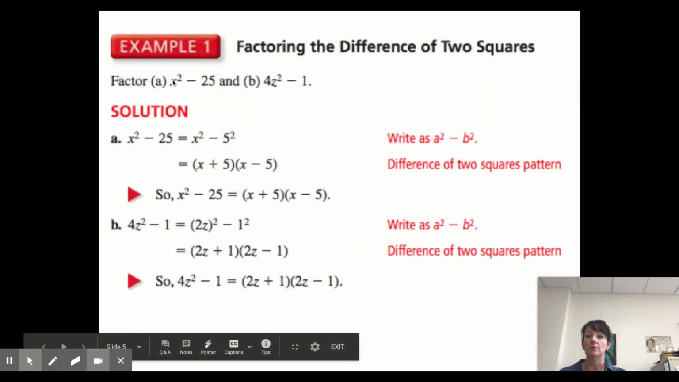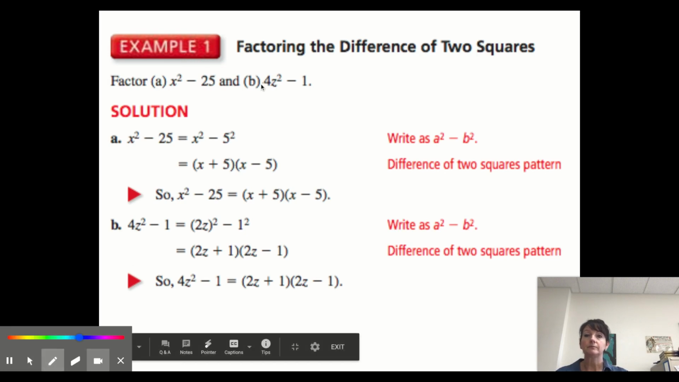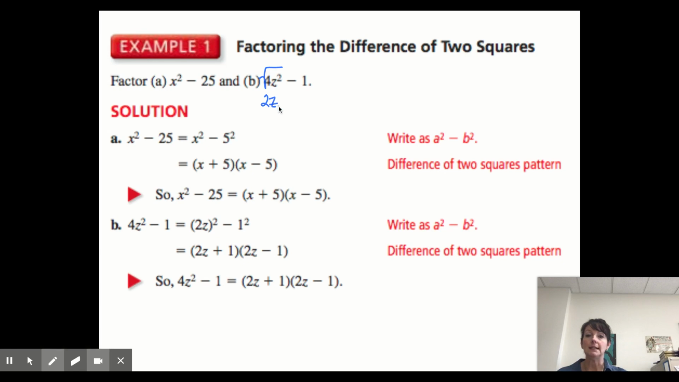So again, we want to take the square root here. So we know we're going to have x and x. Square root of 25 is 5, so we'll have a positive 5 and a negative 5. For part B, again, when you take the square root of this, you're going to get 2z. So inside, we get the 2z here and the 2z here, and then you get plus 1 minus 1 because the square root of 1 is 1. So it's real easy to do.